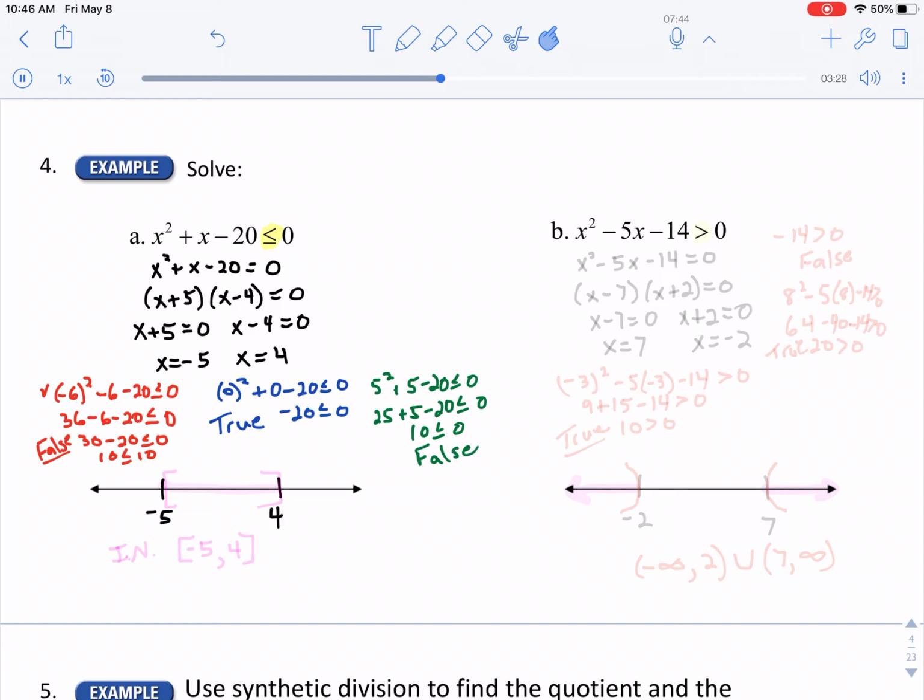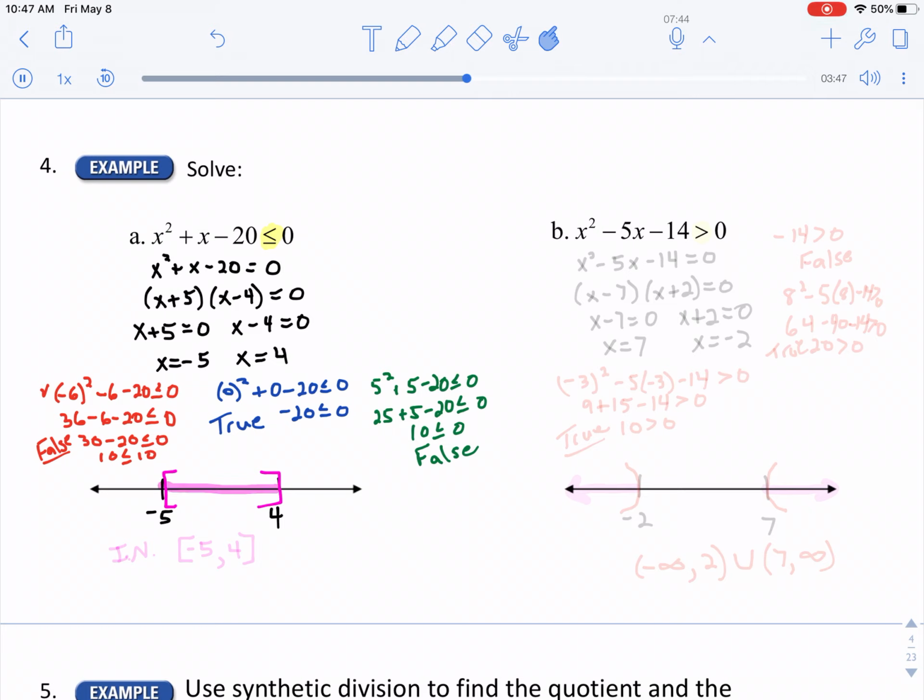Now, this that we already determined gets brackets, so we're going to put a bracket on the negative 5 and a bracket on the positive 4, and then we're shading in between, and there's the graphical solution.